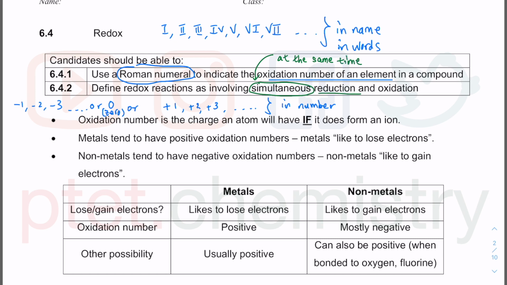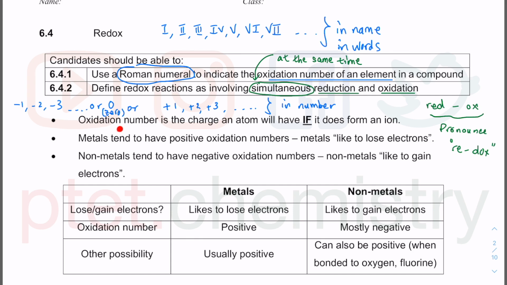This is the first time you have heard of these words, reduction and oxidation. Redox is actually short for reduction and oxidation. However, the way you pronounce it is not "red ox". Even though it is short for reduction, red, and then ox, you pronounce it as redox, instead of red ox. You pronounce it as redox reaction.